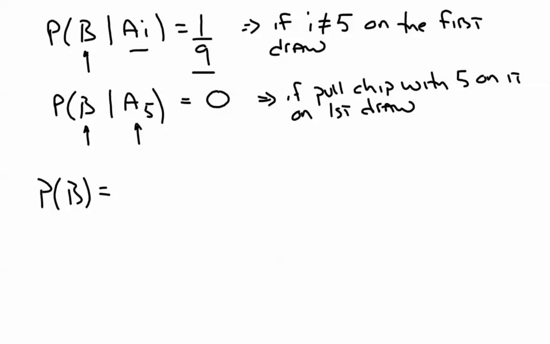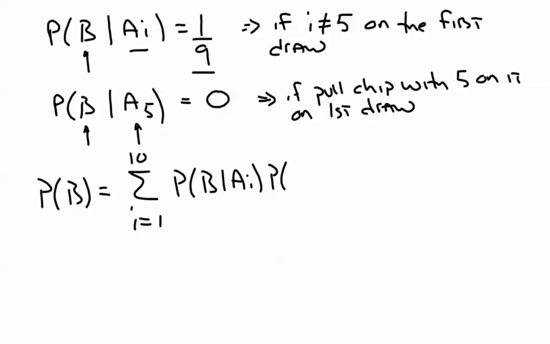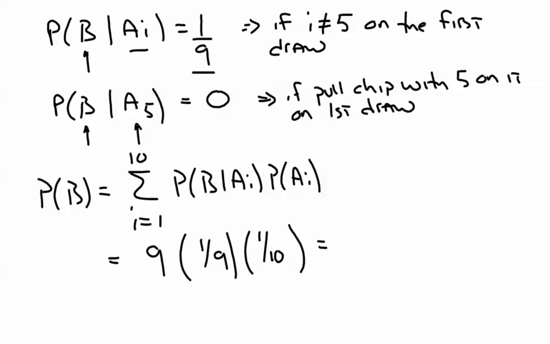Probability of pulling out a chip with a 5 on it on the second draw is a summation from 1 to 10 of the probability of B given A sub I times the probability of A sub I. And this is going to be 9 times 1/9 times 1/10, which is 0.1 or 1/10.